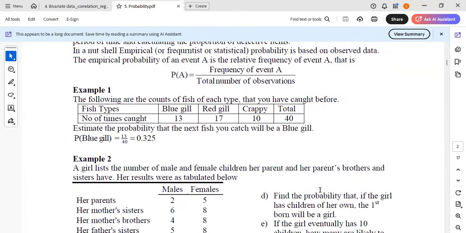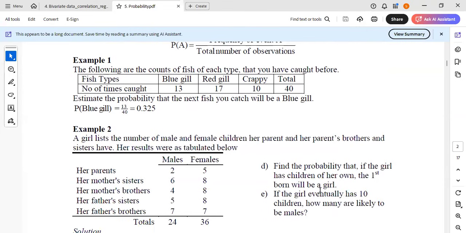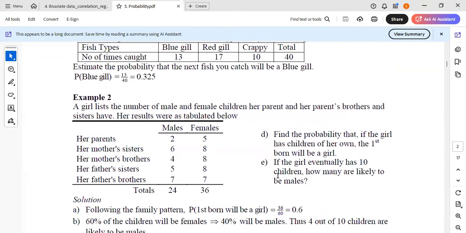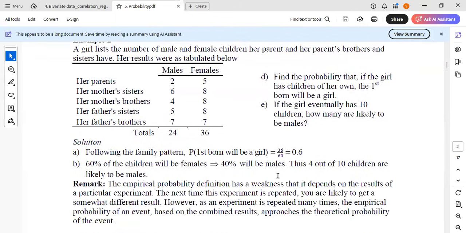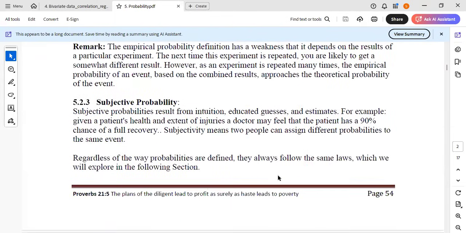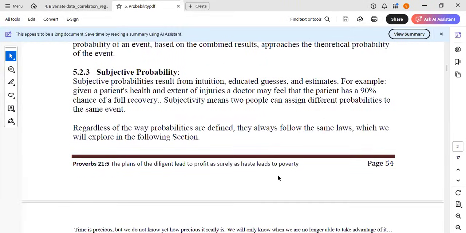Okay? And you can see another example here, which I'll share these notes with you to go through, example 3. So the other approach is what we refer to as subjective. Okay.